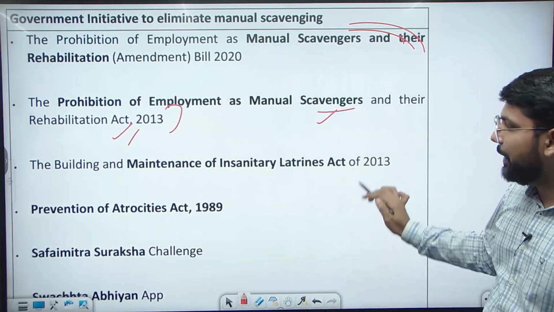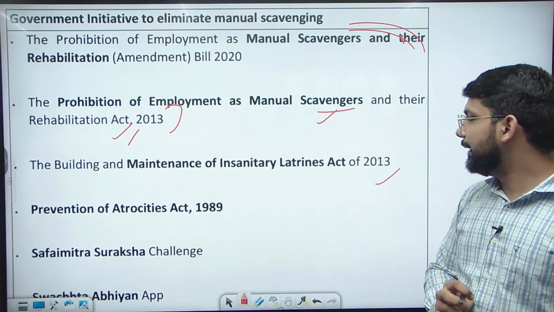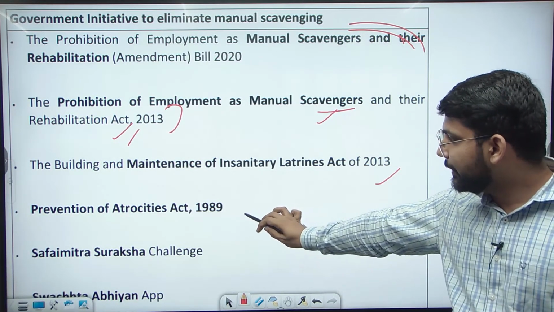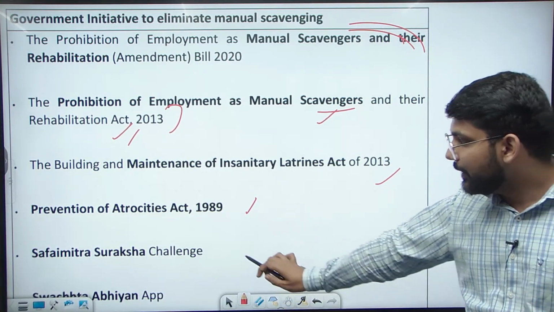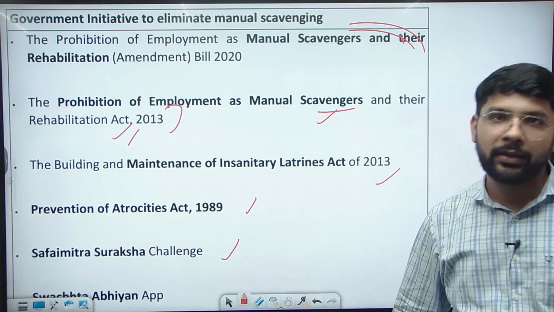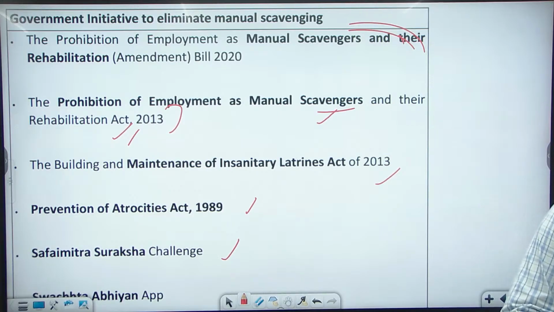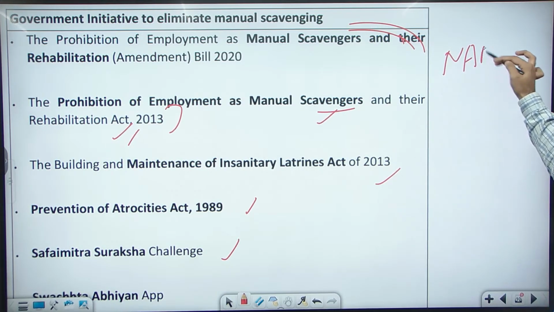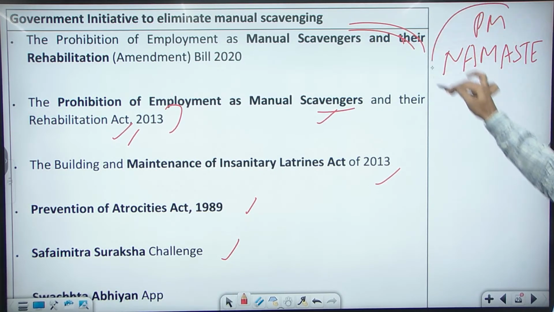The next acts are the Prohibition of Employment as Manual Scavengers and Construction of Insanitary Latrines Act of 2013, the Prevention of Atrocities Act 1989, the Safai Mitra Suraksha Challenge and the Swachhta Abhiyan app by the Government of India. So you can write about the steps taken by the government to control manual scavenging in the country. As for PM NAMASTE, not much has actually been seen on the ground level so far. So they are working on it.